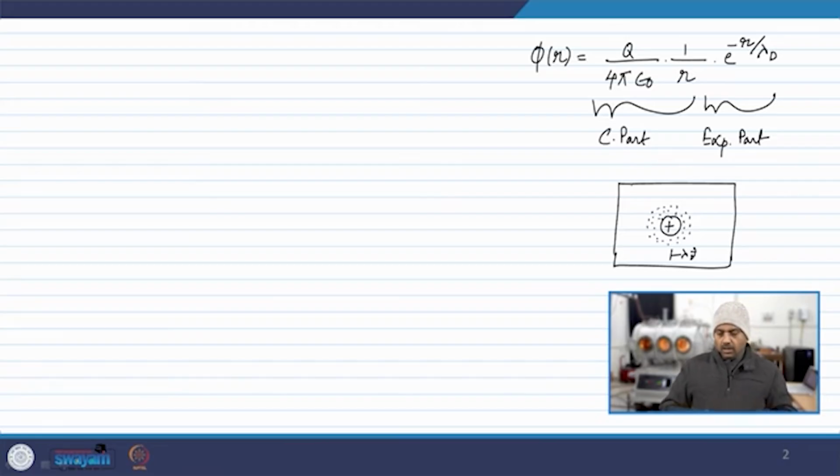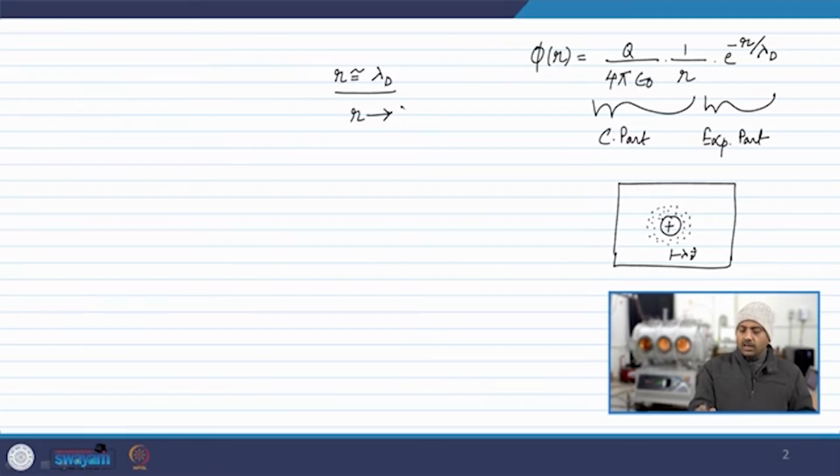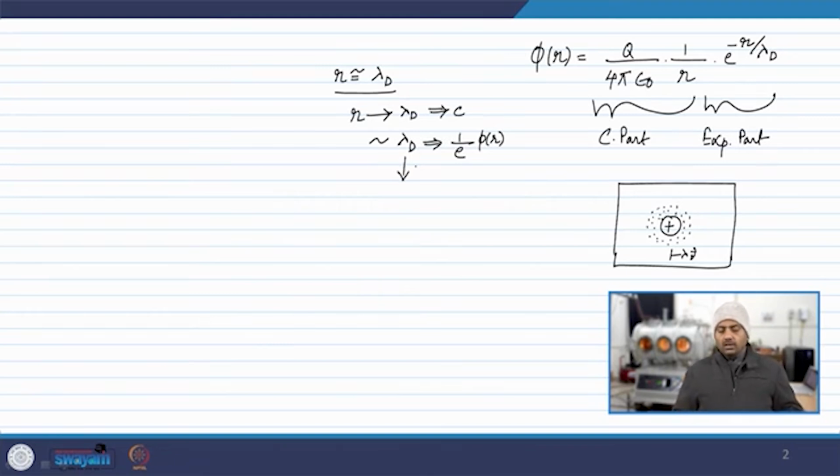Now, more importantly, if you take r, the distance away from the positive charge, to be approximately equal to lambda D, then as long as r is tending to lambda D from 0, the potential is Coulombic in nature. It is just 1 by 4 pi epsilon naught q by r. The moment you reach the vicinity of lambda D, the potential will fall to 1 by e of the potential inside. And if you go further away, the potential will decrease very fast.